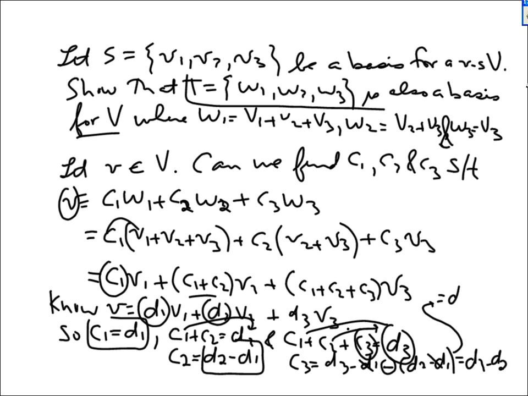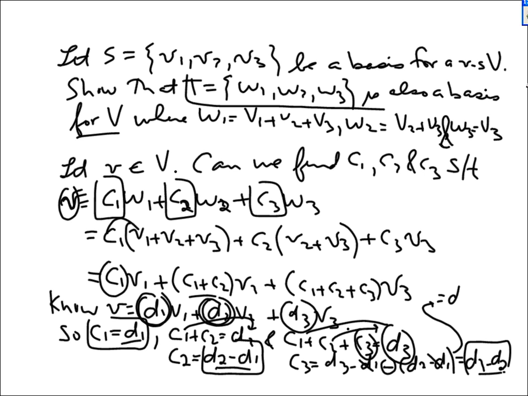Okay, now I know that D1, D2, and D3 exist. So C1 is D1, and C2 is D2 minus D1, and C3 is D3 minus D2. So I found what these scalars should be to get v. I found just what they should be to get v. Okay, so let's just write this up.